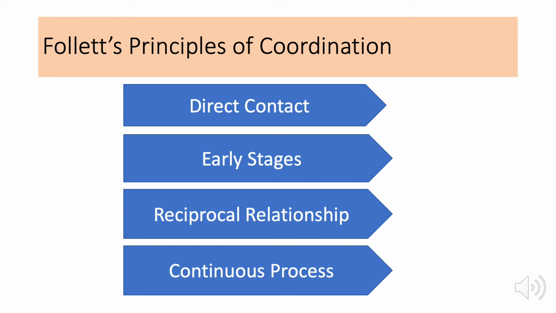Direct contact between employees and managers helps organizations avoid conflict and misunderstandings. In the early stages, coordination should be learned and mastered straight away. So right away. Reciprocal relationship: every worker, regardless of their level in the hierarchy, is responsible for pulling their own weight and integrating with the rest of the organization. And then continuous process: coordination must be maintained. Do not just set it and forget it. Channel it in everything you do.